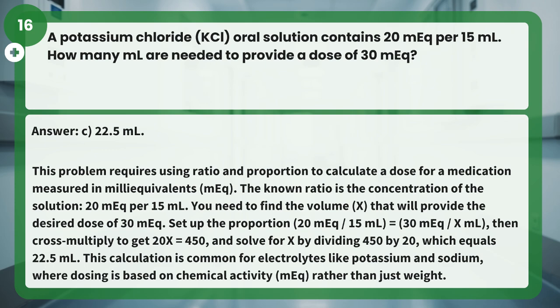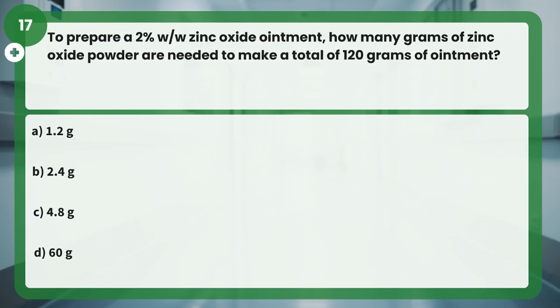This calculation is common for electrolytes like potassium and sodium, where dosing is based on chemical activity, milliequivalents, rather than just weight. Question 17. To prepare a 2% W/W zinc oxide ointment, how many grams of zinc oxide powder are needed to make a total of 120 grams of ointment? A. 1.2 g. B. 2.4 g. C. 4.8 g. D. 60 g.